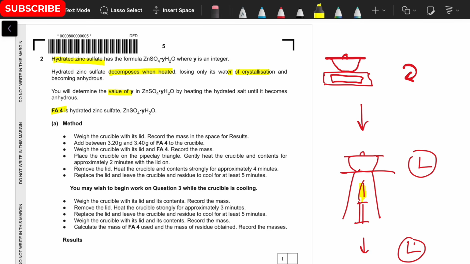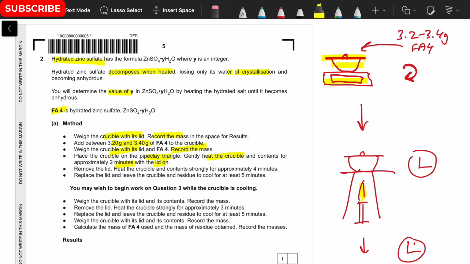Now the method is as follows. Weigh the crucible with its lid and record the mass. So here's the crucible, lid, and our scale. Add around 3.2 grams to 3.4 grams of our hydrated zinc sulfate to the crucible. So we're going to add 3.2 to 3.4 grams of our FA4. And then we're going to reweigh with its lid and record the mass once again. Then we're going to place the crucible on the pipe clay triangle and gently heat the crucible for around 2 minutes with the lid on.